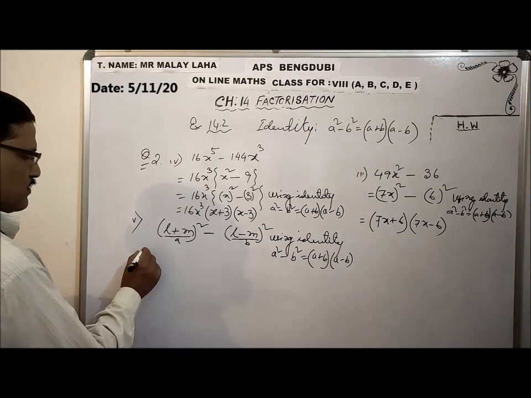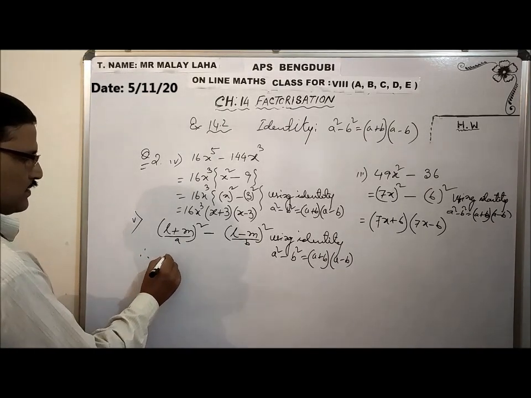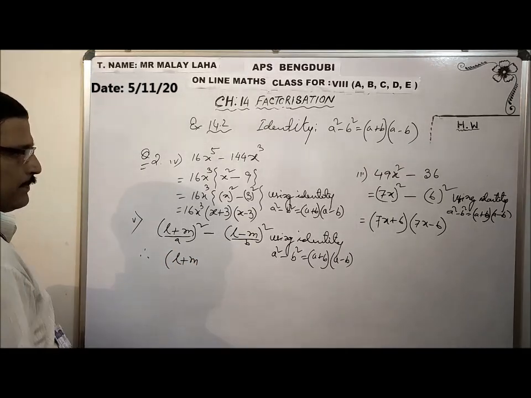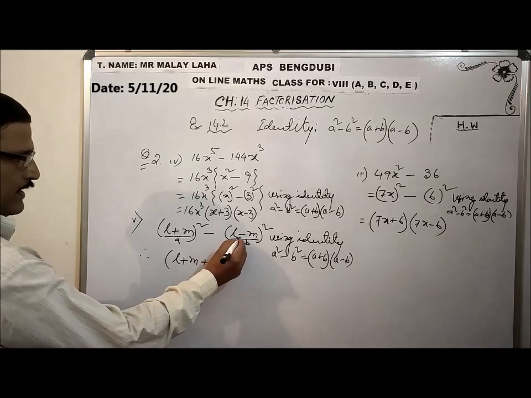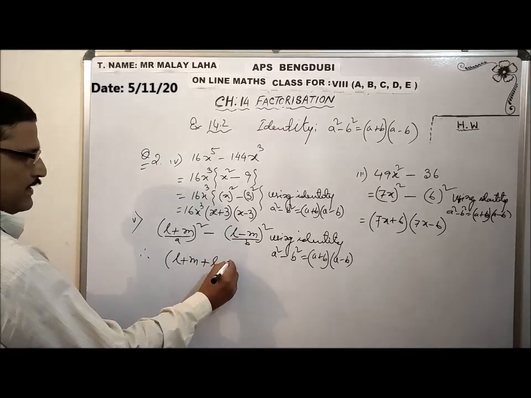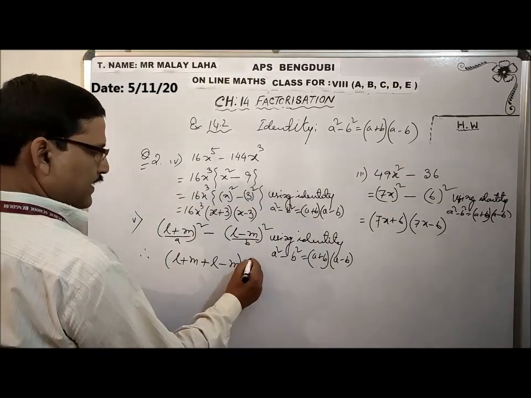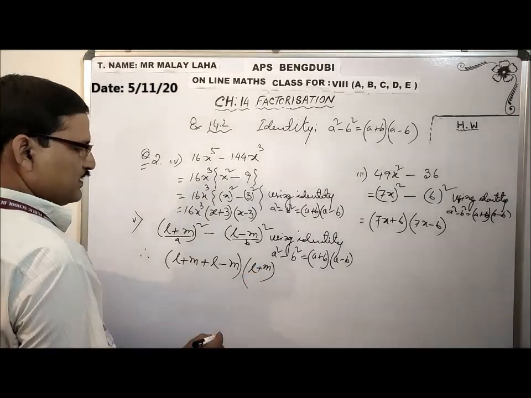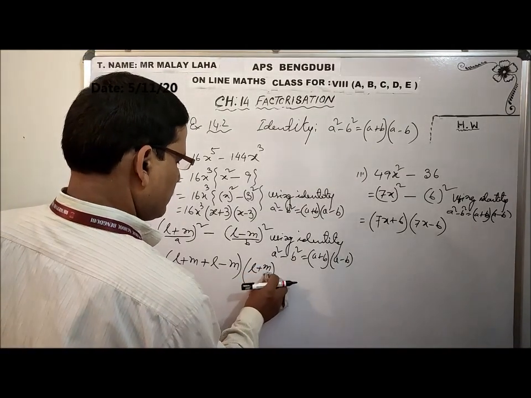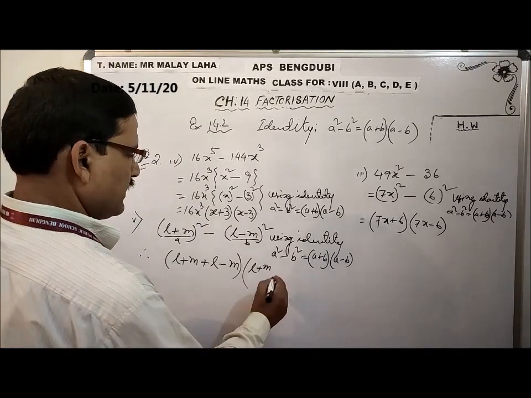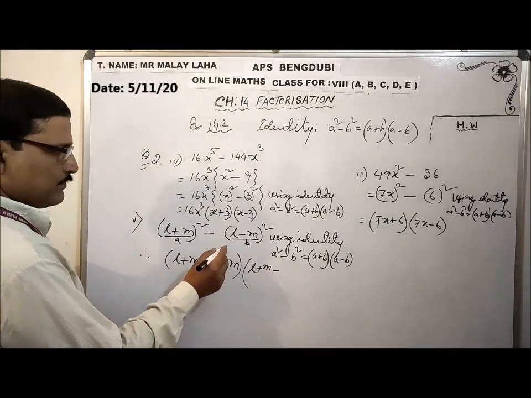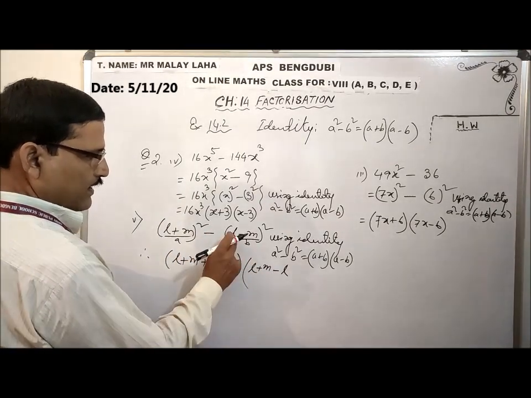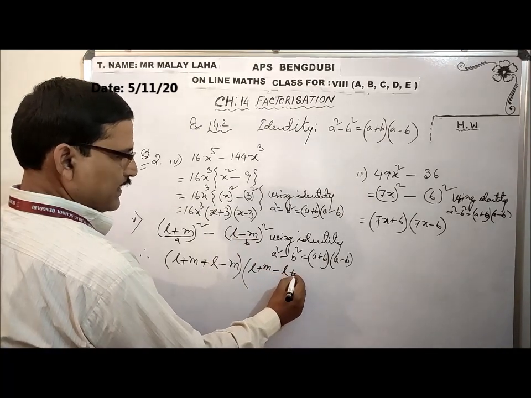Clear? So therefore what will happen? A is what? L plus m. B is L minus m. Clear? Again, who is A? A is L plus m. What is B? B is L minus, B earlier it was minus m. I am writing here L minus, and this minus will become plus.